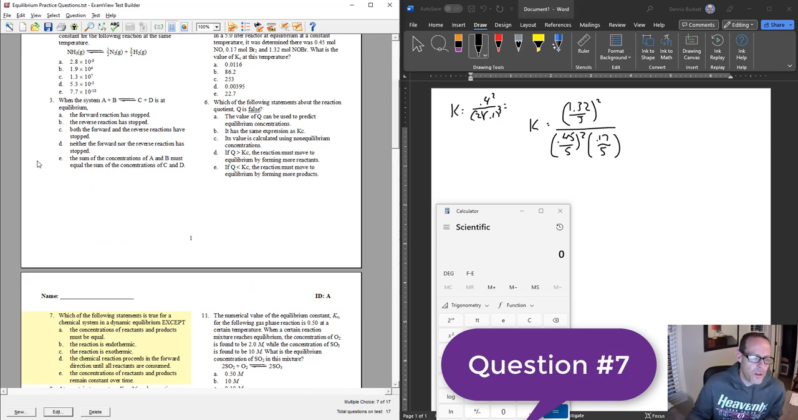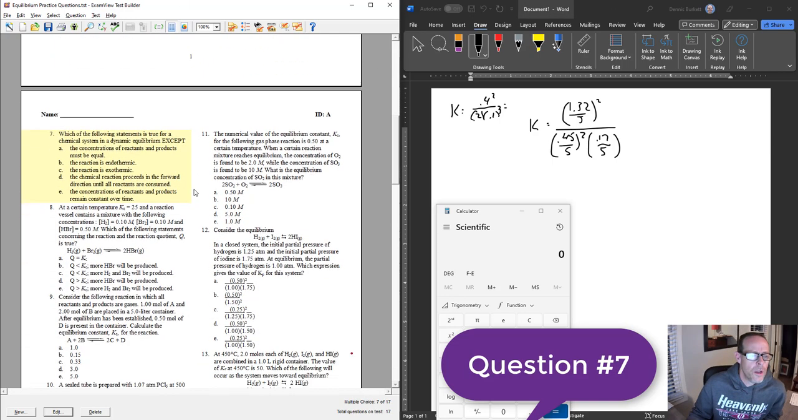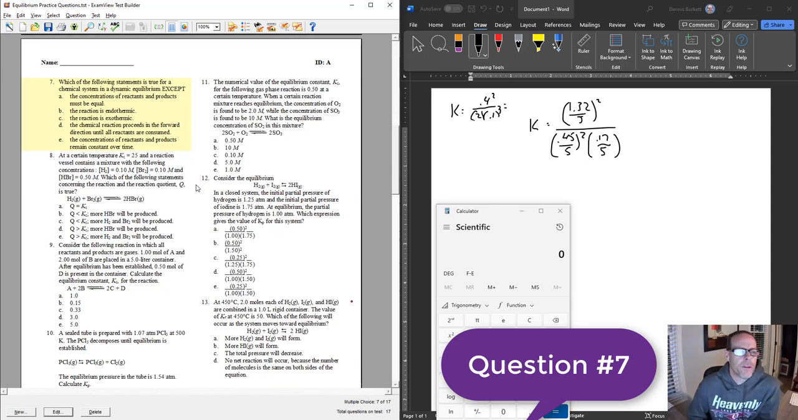Next, which of the following statements is true for a chemical system in a dynamic equilibrium, except for concentrations of reactants and products must be equal. That's not true. Just the rates are equal, but the concentrations are not equal. The reaction is endothermic. We need to know more information. It's exothermic. Definitely neither of those. The chemical reaction proceeds in a forward direction until all the reactants are consumed. No, that would not be equilibrium. And then lastly, the concentrations of reactants and products remain constant over time. So it must be E.